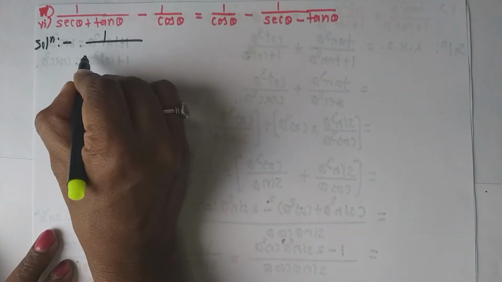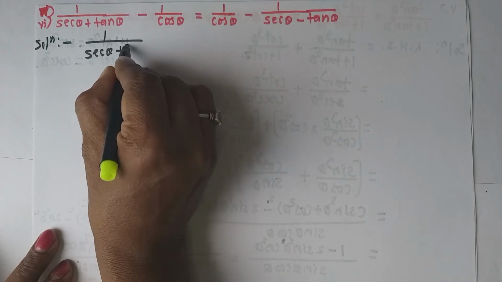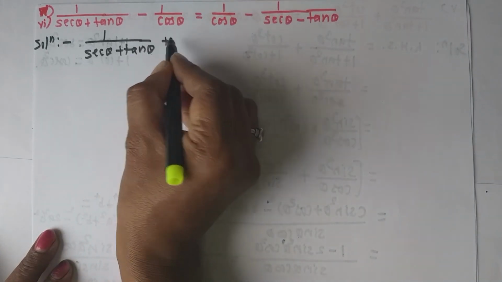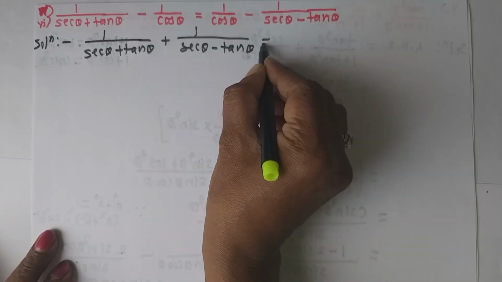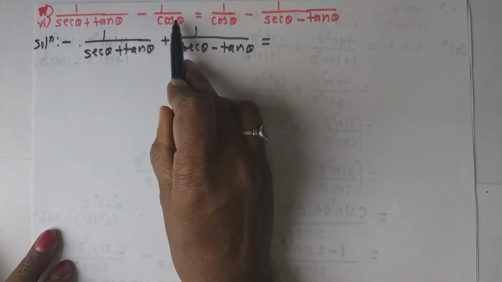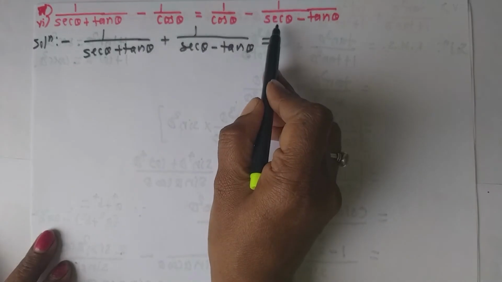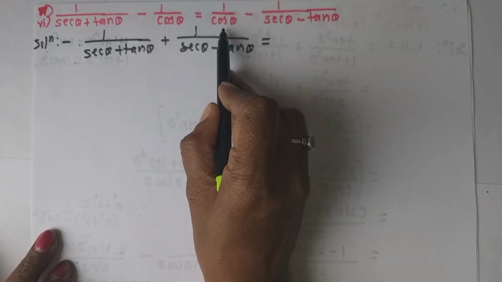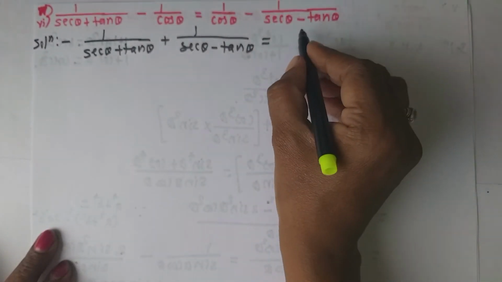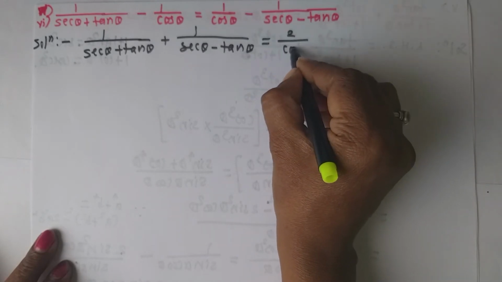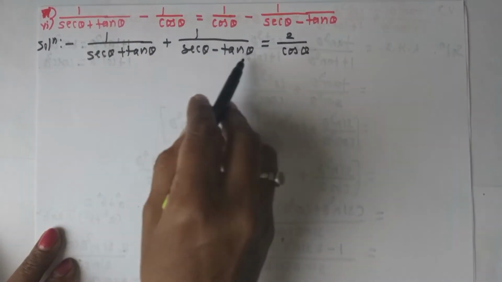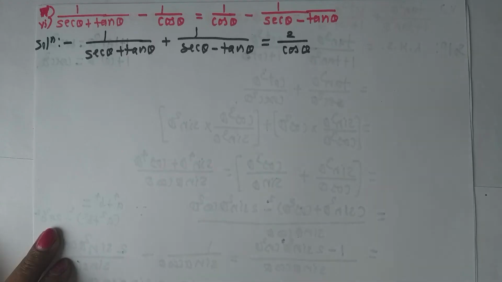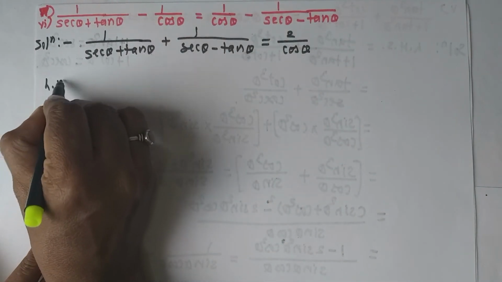Then this equation becomes 1 upon (secθ + tanθ) plus 1 upon (secθ − tanθ), and if I transfer this minus 1 upon cosθ to the right hand side, then this 1 upon cosθ plus 1 upon cosθ will be 2 times 1 upon cosθ. We have to prove this.